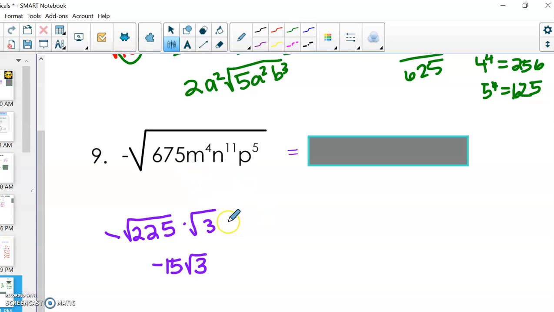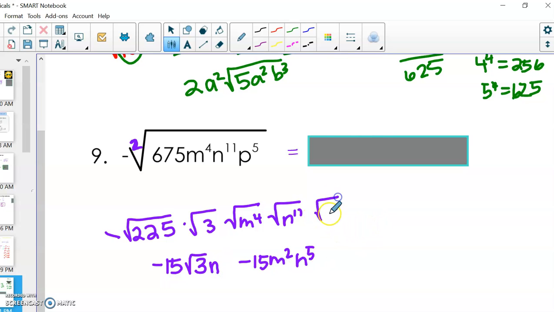Now let me deal with my variables. Square root of m to the 4th, that's a perfect square. So I'm going to have negative 15. Square root of m to the 4th is m squared. Square root of n to the 11th. Remember the index here is 2. So how many groups of 2 are there in 11? Well, there's 5 groups of 2 with 1 left over. So there'll be an n left under here.